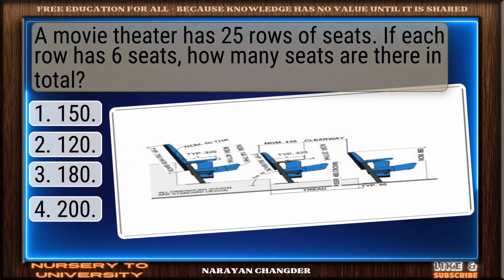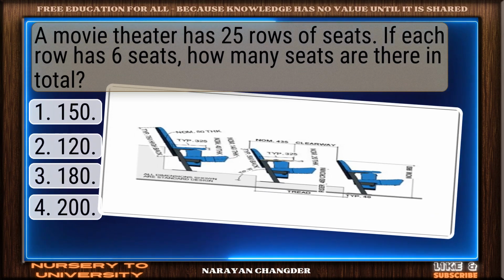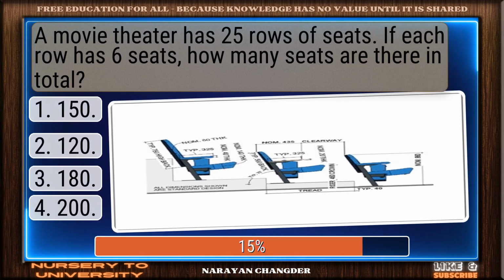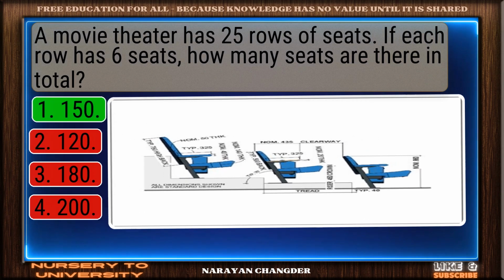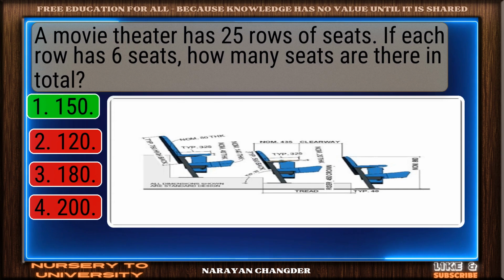A movie theater has 25 rows of seats. If each row has 6 seats, how many seats are there in total? You got it. Your choice 150 is right.